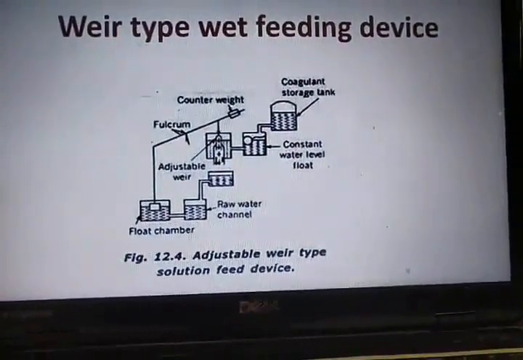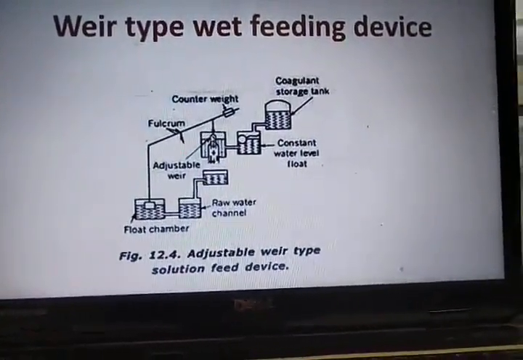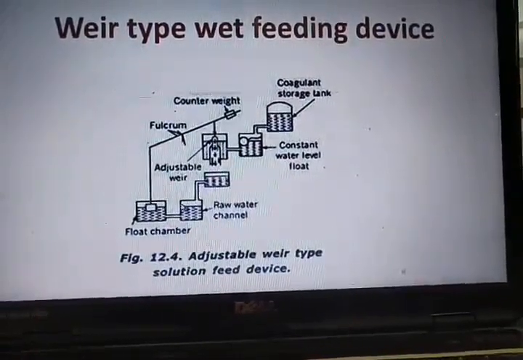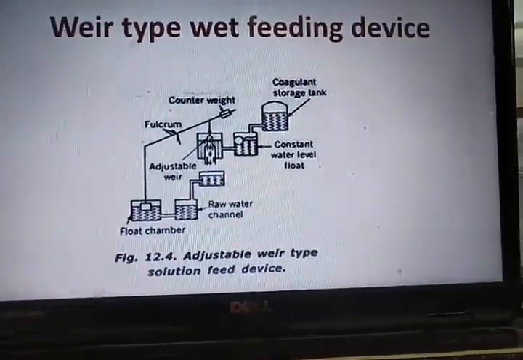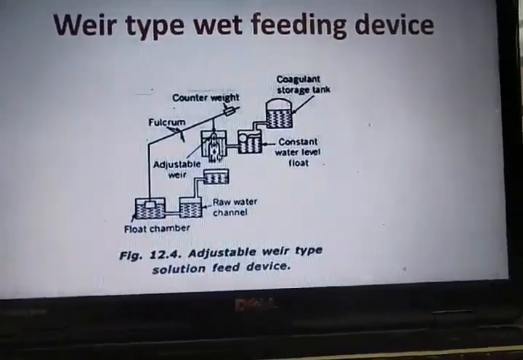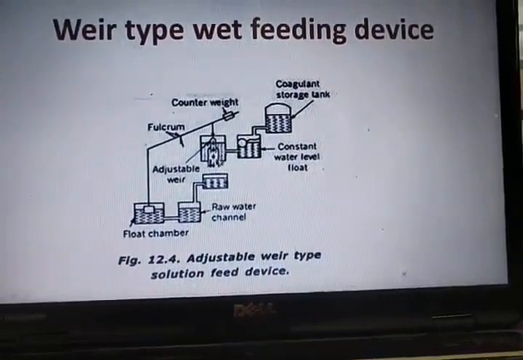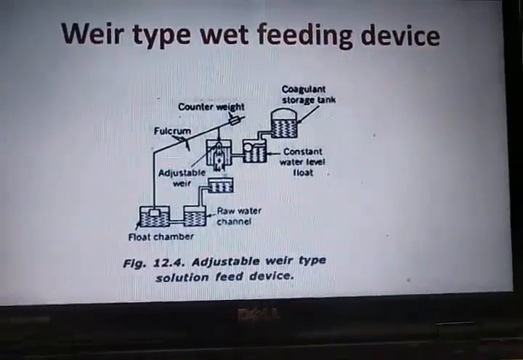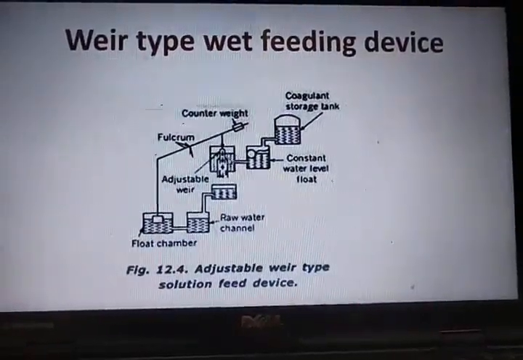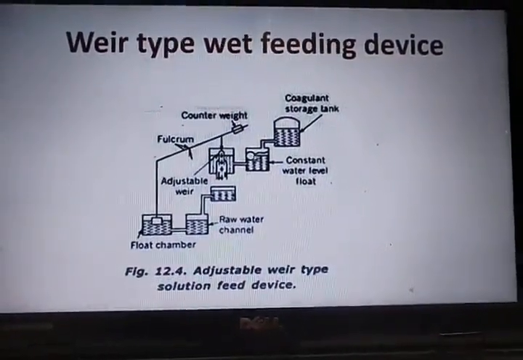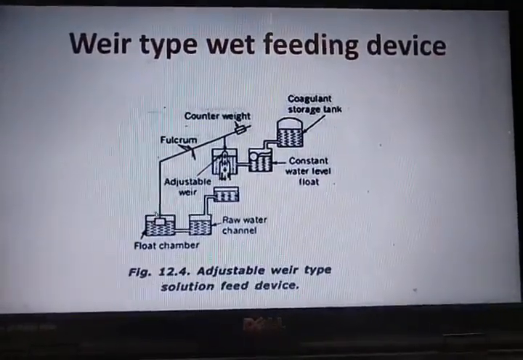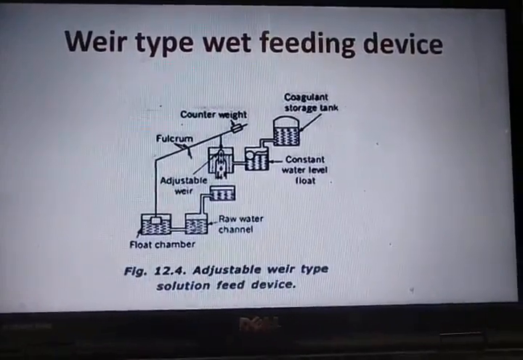So it consists of a fulcrum, counterweight and a weir, adjustable weir here, and this is the float chamber and this is the raw water channel. So here this weir will control the flow of the water, that is the after mixing chemicals. So it will allow more water or less water depending upon the lifting of this float, and this is the coagulant storage tank, and this is the float chamber, and this is the raw water.